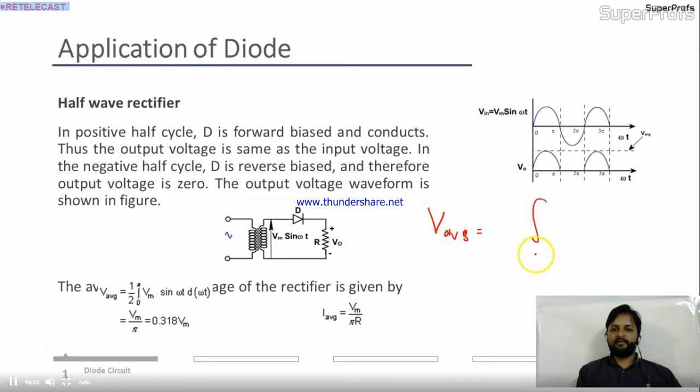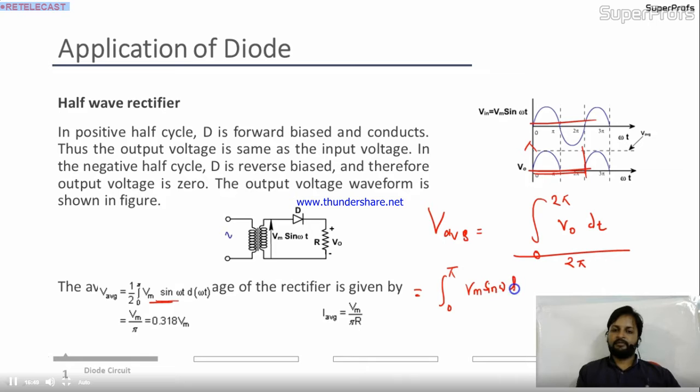The integral from 0 to 2 pi, the entire cycle. I'm going to calculate the average for this cycle 0 to 2 pi. The value of the output V0 dt divided by total time. Total time is 2 pi for this circuit. Is it okay? Now see friends, I can divide this cycle in two parts. One is 0 to pi. In 0 to pi, I have Vm sin omega t.